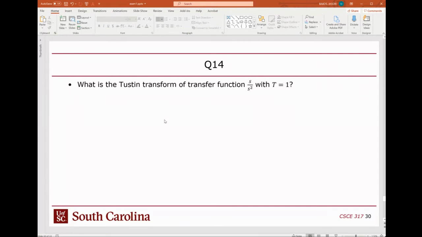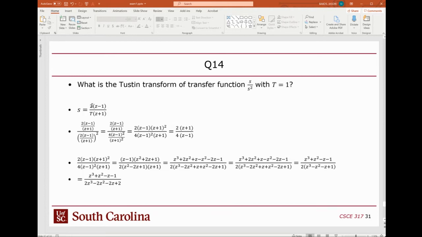Question 14, what is the Tustin transform of transfer function s over s squared with T equals 1? So this one you just have to substitute in 2 times z minus 1 divided by T times z plus 1 for s. And if you work it out the way I did here on this third bullet down, you can actually reduce it down to 2 times z plus 1 over 4 times z minus 1.